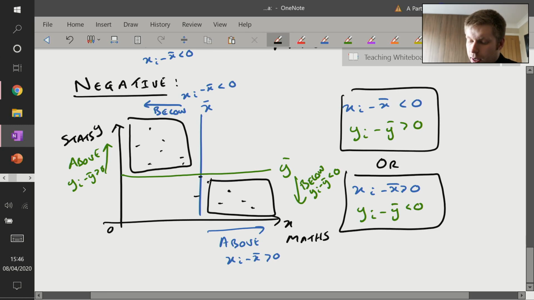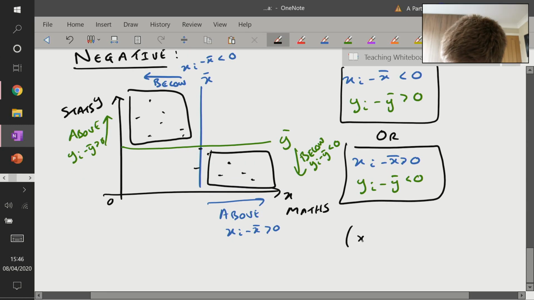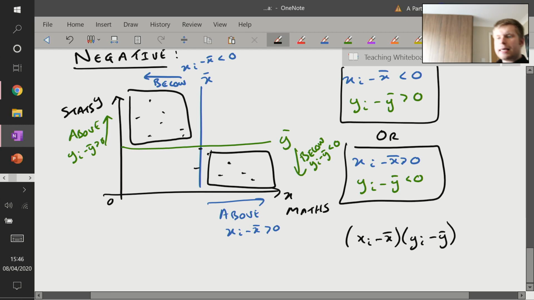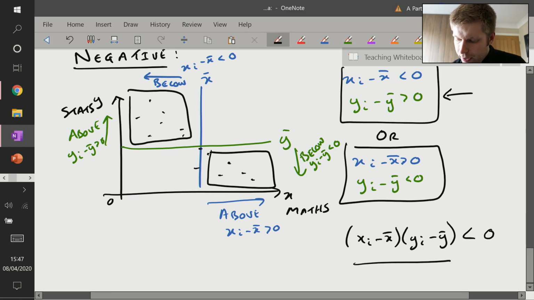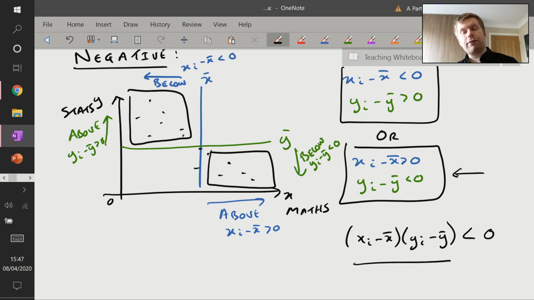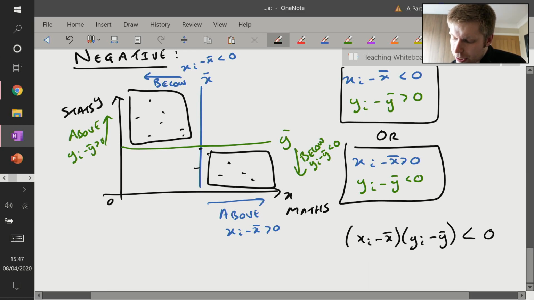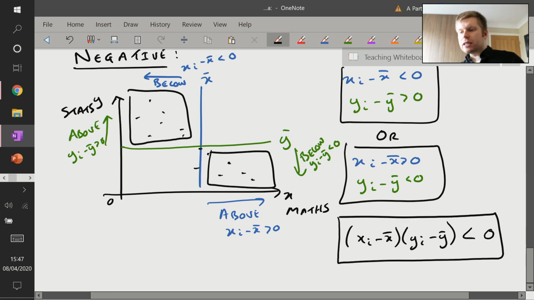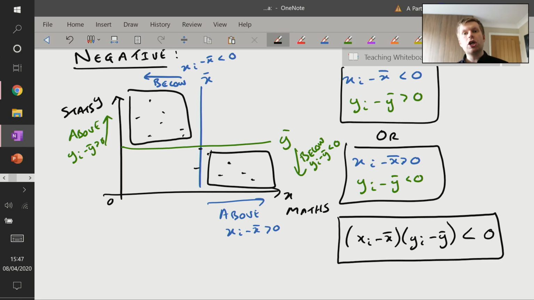Let's have a look now at what happens if I multiply these two quantities together. This option says that I'm below average on maths but above average on stats, so I'm multiplying a negative value with a positive value. That's negative. The alternative is above average on maths and below average on stats, so I'm multiplying a positive value by a negative value. That's also negative. So for negative correlation, this quantity, the difference between the values and their respective means in both the maths and the stats papers, should be negative.